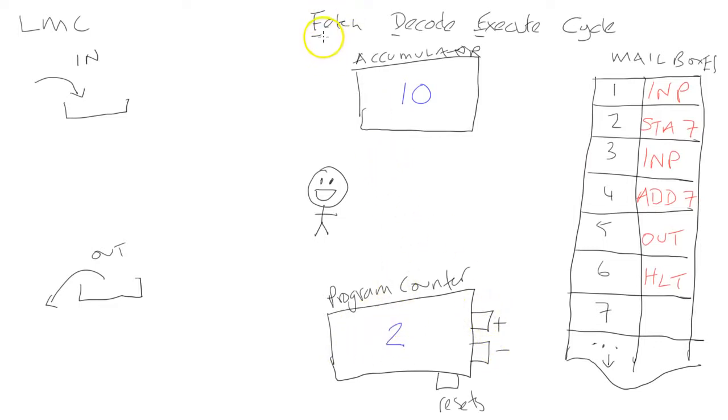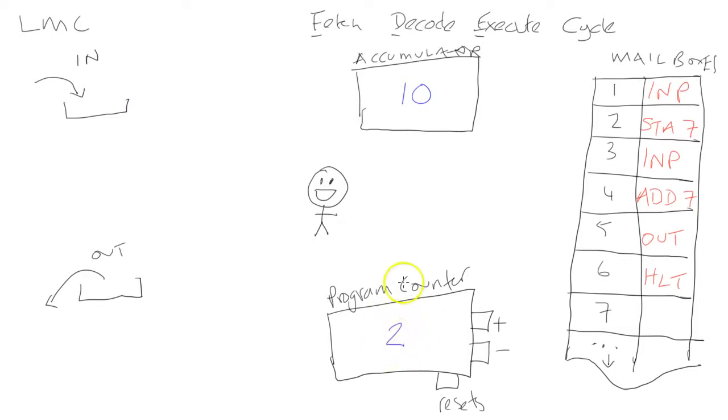So he's fetched an instruction from the mailbox, he's decoded what it says, and then he's executed that command. He decoded that it meant input, went to the input tray, fetched that piece of data, executed it, and put it into the accumulator.